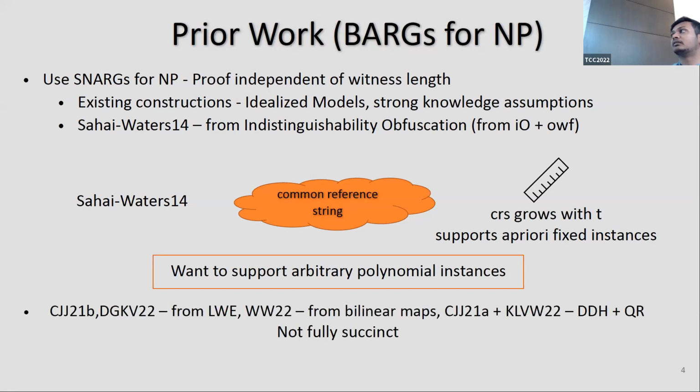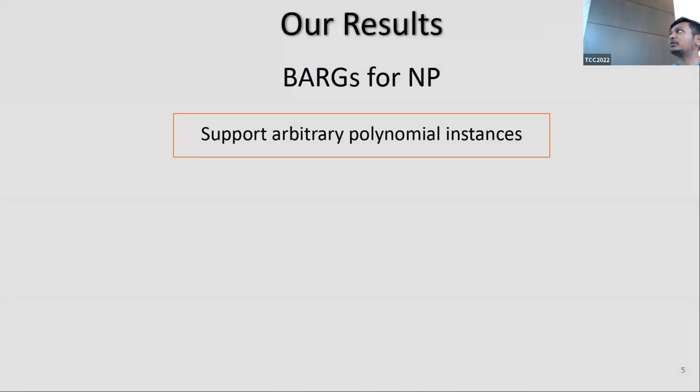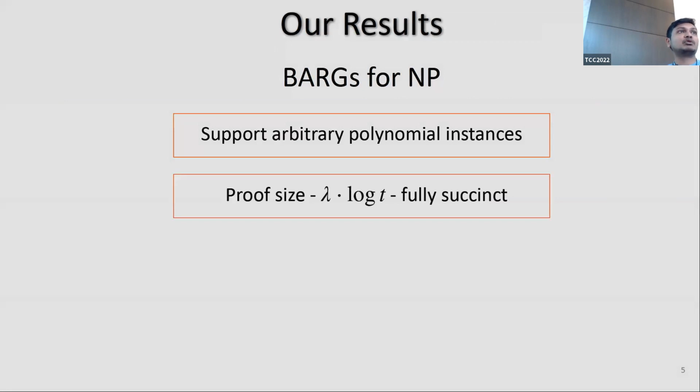And there are other constructions of BARGs, but they're not fully succinct, and they come from different group assumptions or different algebraic assumptions. Okay, so let me focus on our results. We construct a BARG for NP, which can support arbitrary polynomial instances to batch. We get proof size lambda times log T, where T is the number of instances, and this is fully succinct. I want to remark that you can combine some existing constructions, such as the Sahai-Waters 2014 SNARG and a construction from Chaudhary, Jain, and Jain in 2021.